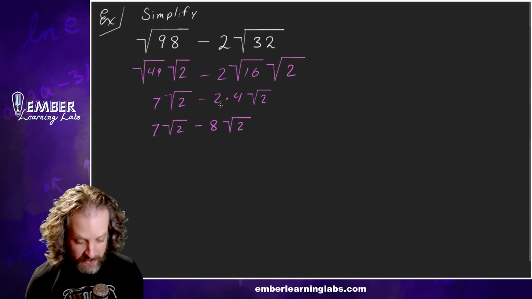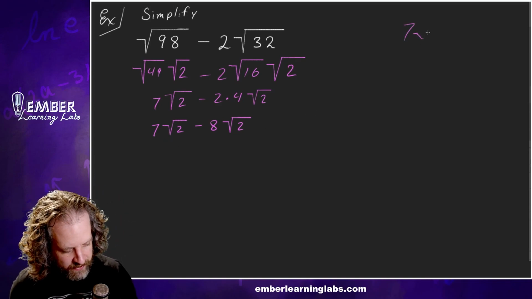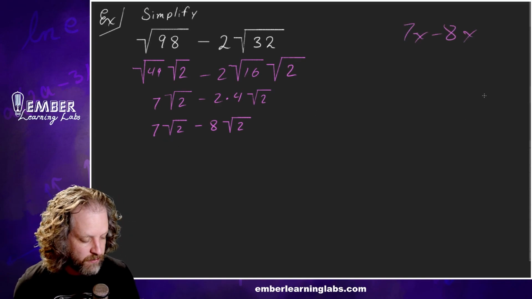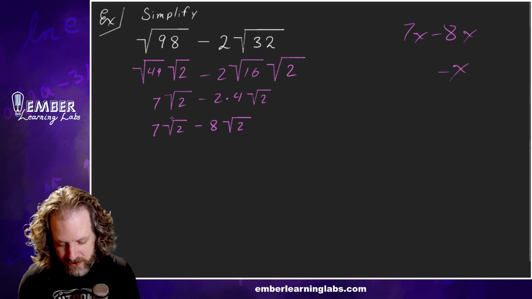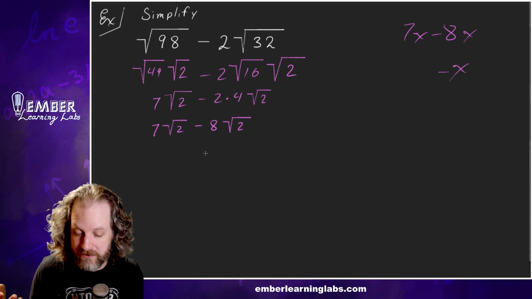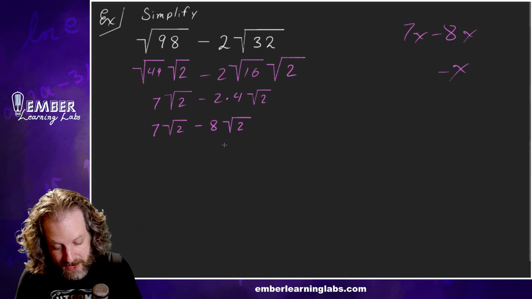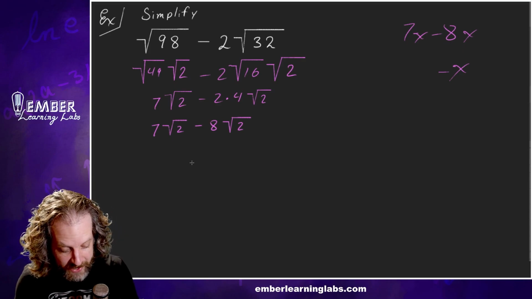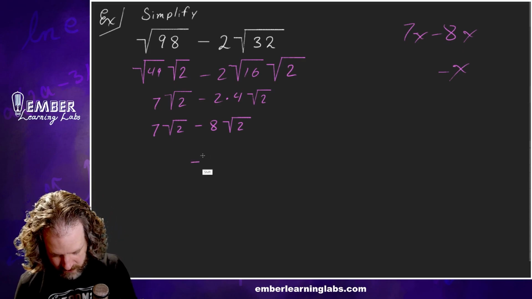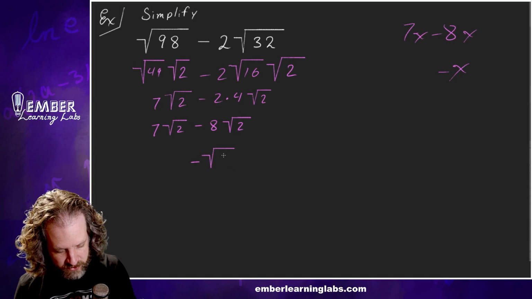We got this. Now, if we had 7x minus 8x, we would combine like terms, right, and get negative x. Same thing here. We can basically treat the square root of 2 like it's a variable, kind of, right? And we're going to combine like terms because these are like terms and turn this into negative x, or in this case, negative square root of 2.